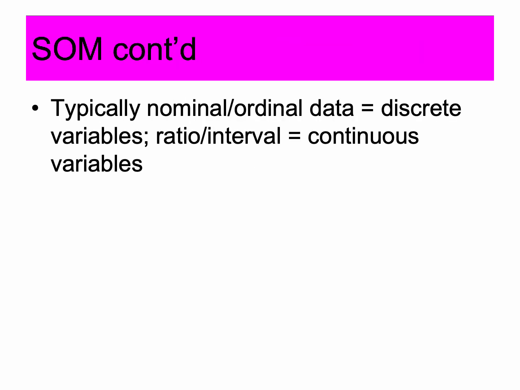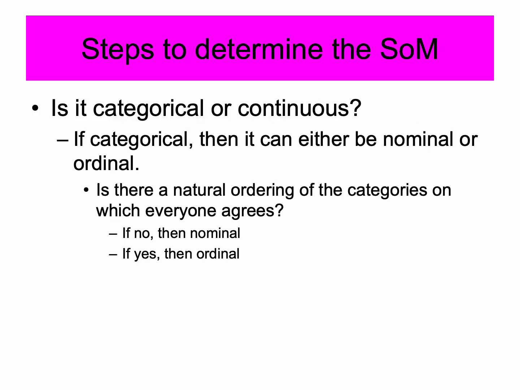Typically, when we are working with nominal or ordinal data, we have discrete variables, and we can also have ratio or interval data, and that's going to be working with continuous variables. So typically, but not always, nominal or ordinal data is a discrete variable, whereas ratio and interval data is a continuous variable.